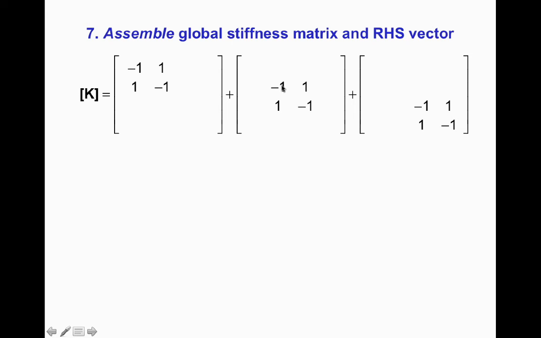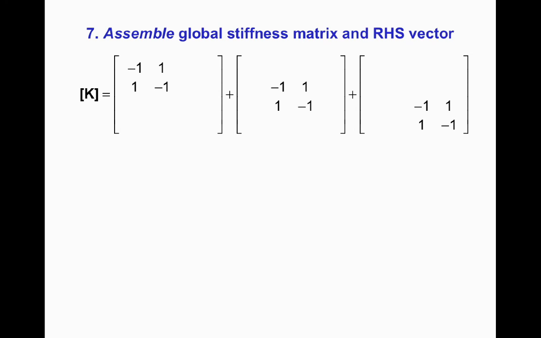So we have to put the stiffness matrix for element 2, which is the same as that for element 1, into the 2, 3 rows and columns of our 4x4 system. So we get -1, 1, 1, -1 in the second and third rows and columns. And then finally, element 3 corresponds to global nodes 3 and 4. So the four entries of our element stiffness matrix go in the 3,3, 3,4, 4,3, and 4,4 positions of the global stiffness matrix.